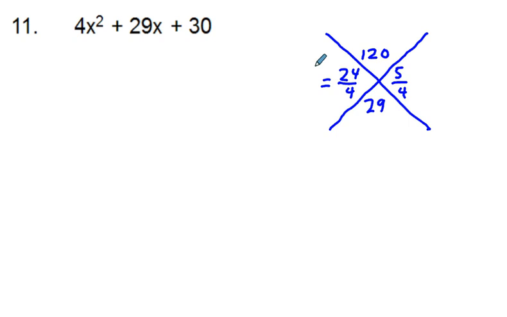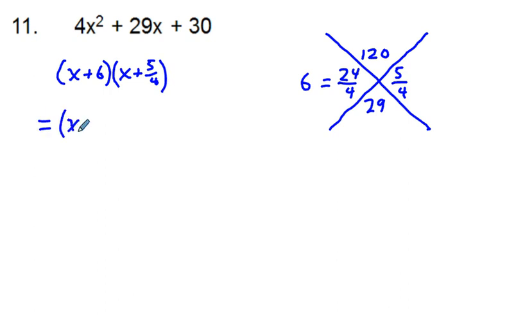So 24 over 4 is 6. So what we have here is x plus 6 times quantity x plus 5/4. And then that's going to be finally equal to quantity x plus 6 times quantity 4x, using bottoms up, 4x plus 5. And then if we multiply these out together, we're going to get 24x here and 5x there. So we're going to have this.